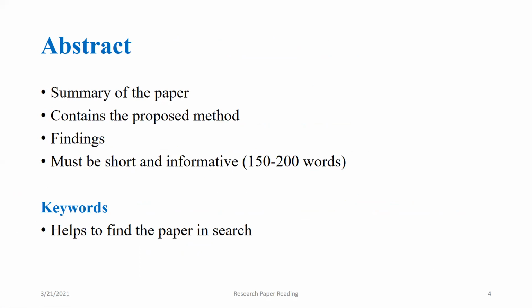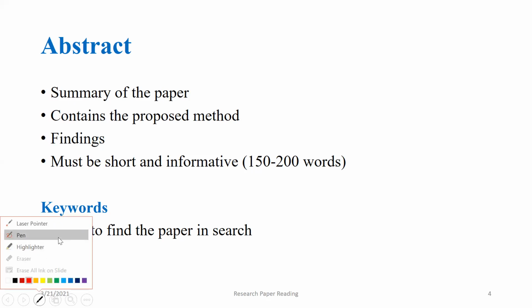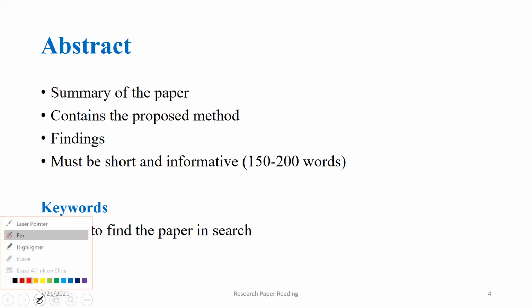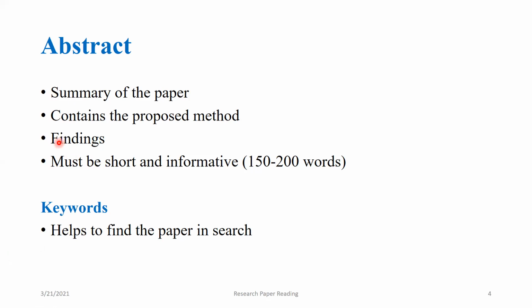The abstract contains the proposed method, not thoroughly, but a little bit. The abstract needs to be very clear. Also, the abstract must contain the findings of the research paper. If someone reads the paper and does not understand why the author has written it, because there is no contribution written in the abstract, other readers will be confused. So the abstract must contain the findings of the author in that research paper.